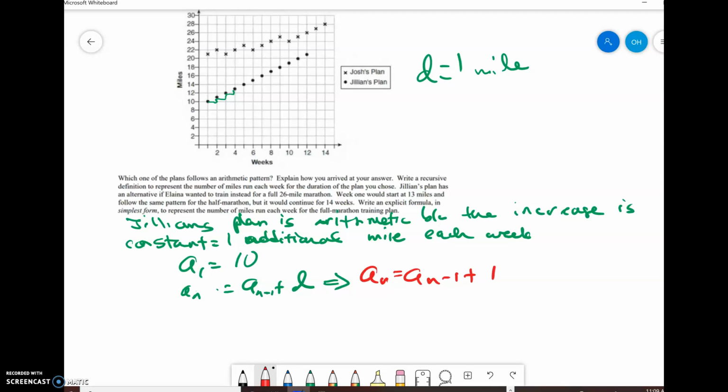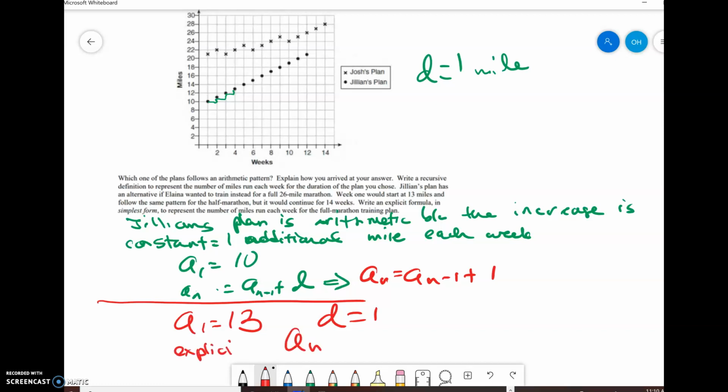Okay, but wait, there's more. Jillian's plan has an alternative if Elena wanted to train instead for a full 26-mile marathon. Week 1 would start at 13 miles and follow the same pattern for half the marathon, but it would continue for 14 weeks. So it really doesn't matter. It's going to be the same pattern. They want you to write an explicit formula. Okay, this is a really dumb question. Anyway, so a sub 1, we're starting at 13 miles. Common difference is still 1. This time they want you to write an explicit formula. Okay, so it doesn't really matter that it's a full 26-mile marathon. Our explicit formula for arithmetic is always a sub n is equal to a sub 1 plus n minus 1.